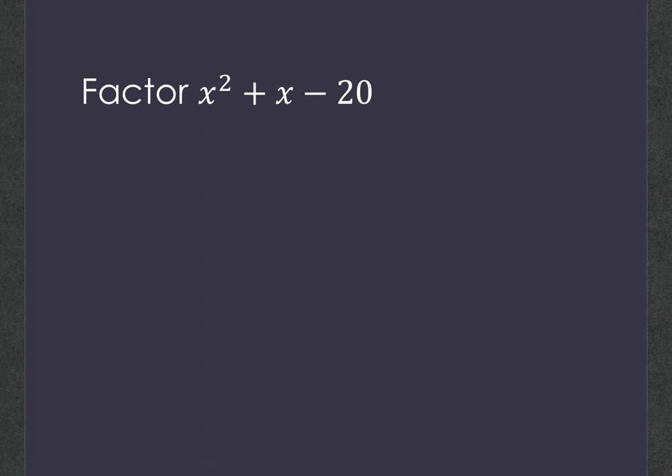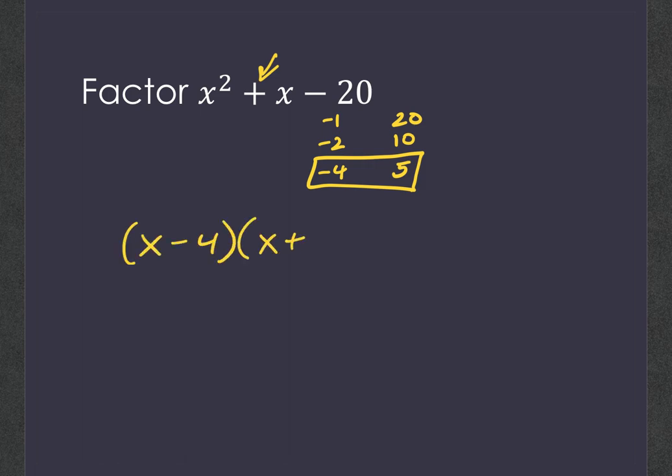So it'll look something like this. The last term is negative, so I know one's got to be positive, one's got to be negative. Then I go to the middle term, and it's positive, which means the larger of my factors has to be positive. So this could be -1 and +20, -2 and +10, -4 and +5. And that last one is the one that adds up to a +1. So it's x minus 4 and x plus 5. And again, like the other ones, I could FOIL that back out and check it.